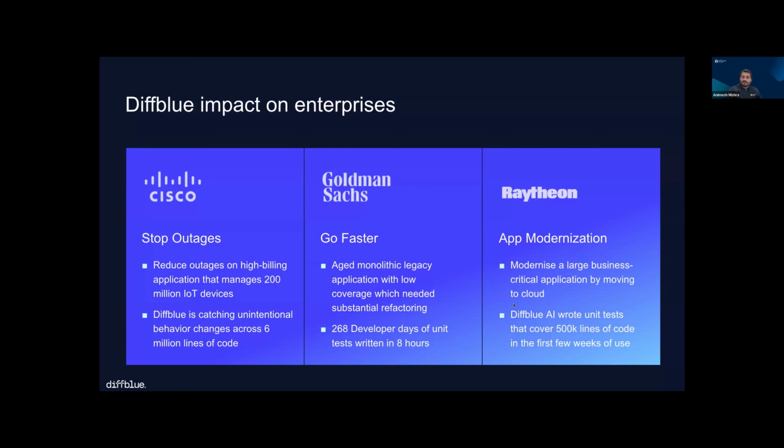Goldman Sachs adopted Diffblue Cover to modernize a legacy application. Nobody wanted to touch that application because there were no unit tests written for it. So I'm sure a lot of people here can relate with that. The challenge to them was, it's a business critical application, has to be modernized. We don't know how it works. What do? They had deployed Diffblue Cover on that application, got it to write about a year worth of unit tests in a matter of hours.